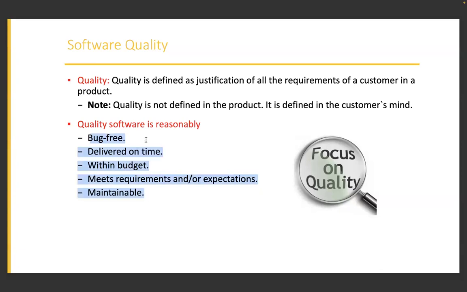Okay, so what is software quality? Quality is defined as meeting all the requirements of the customer in a product. So make sure that the software we are talking about is bug free, guys. It should be bug free. It should be delivered on time. It should be within the budget. It should meet all the requirements that the client was holding, and it should be maintainable.